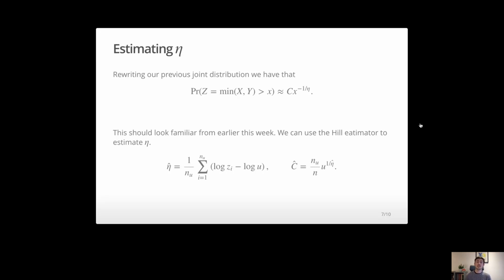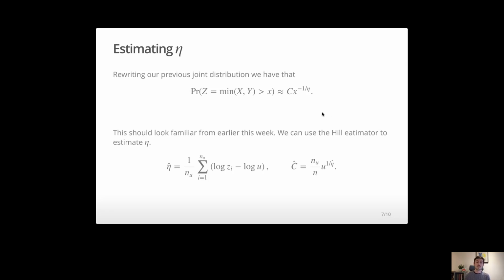Okay, so we've already seen how we can define and interpret this parameter eta that gives us a coefficient of extremal dependence, but how can we go about estimating it? One way that we can go about doing this is to come back to our previous joint survivor function here. So this should say survivor, not just distribution. And what we have is the probability that both x and y are greater than this little x value is given by this approximate expression. What we can notice here is that this is very similar to something that we saw earlier this week. And what we can do is use the method of Hill estimation to obtain an estimator for our parameter eta.